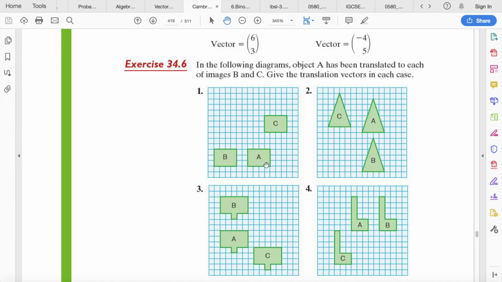I just, as a sample, do one of them, A to B. For example, I consider this and this. These are corresponding vertices. So first horizontally, 1, 2, 3, 4, 5, 6. So negative 6 because you are moving toward left. But vertically, there is no motion. So the vector of translation will be negative 6 and 0.